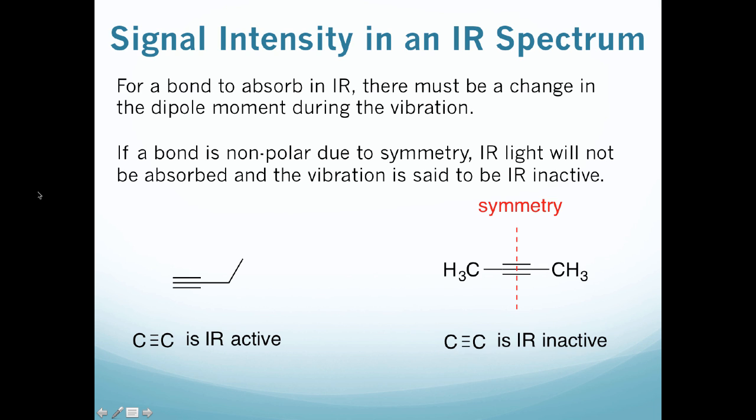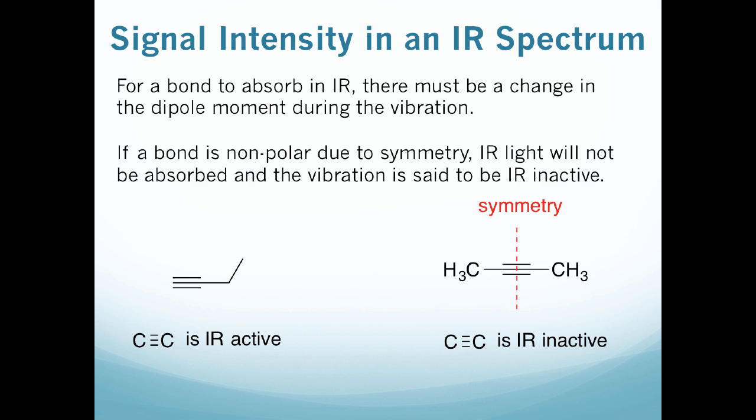Or how much energy does it absorb? So one of the main things we need to consider has to do with the polarity or the dipole moment of a bond. So for a bond to absorb IR radiation, there must be a change in the dipole moment during that vibration. So if a bond is nonpolar because of symmetry, IR light isn't going to be absorbed, and that vibration is said to be IR inactive.